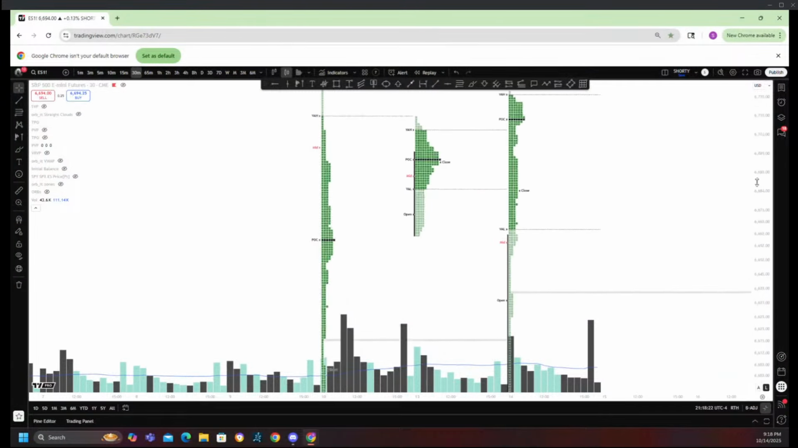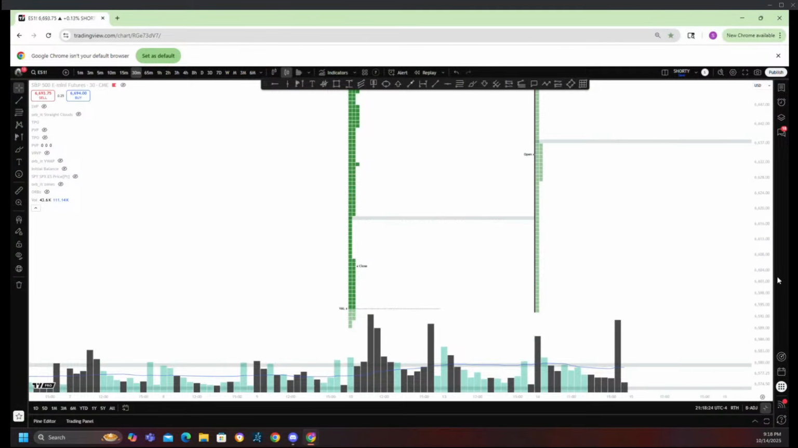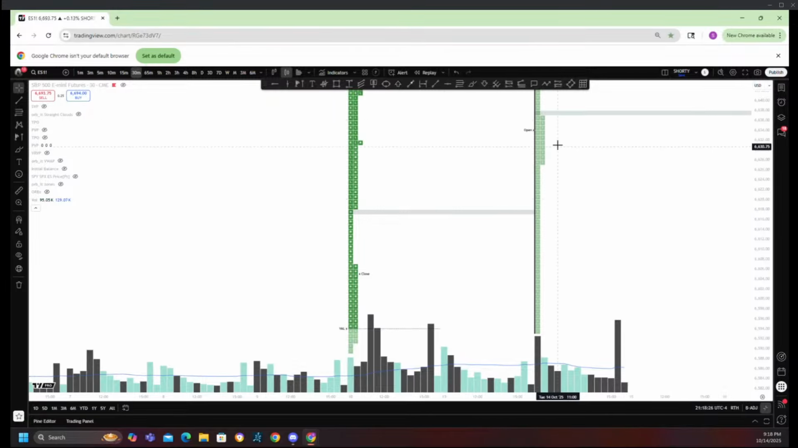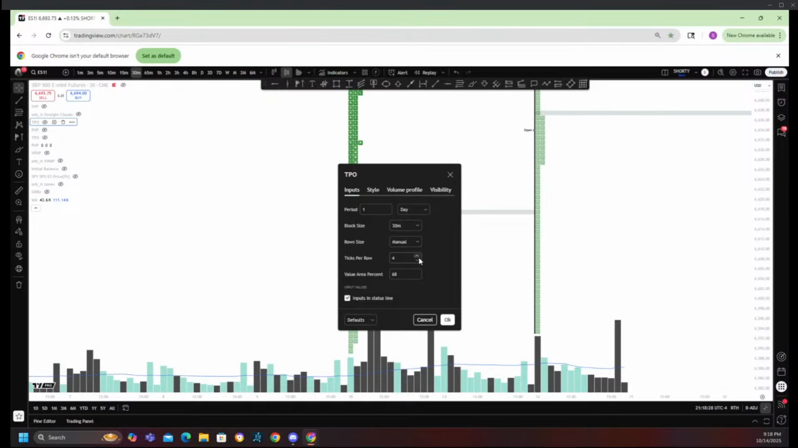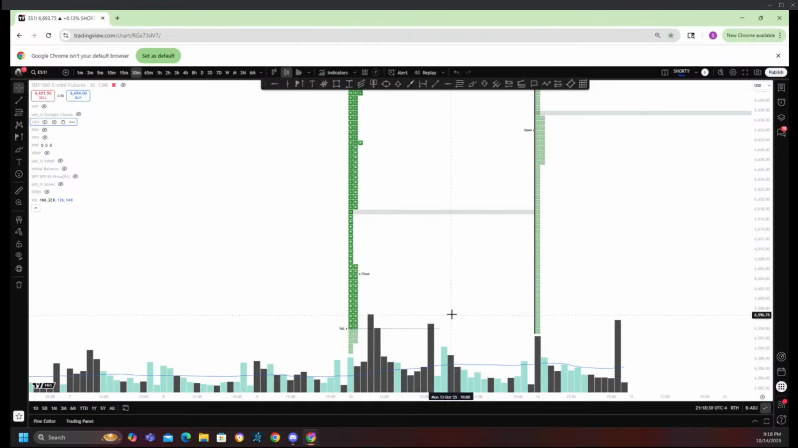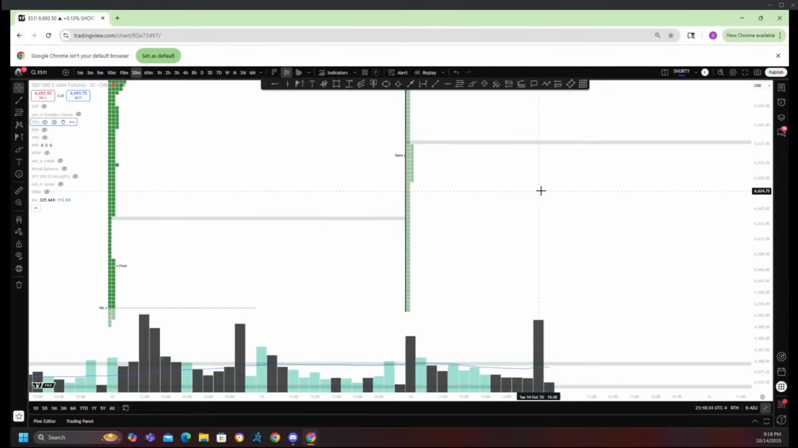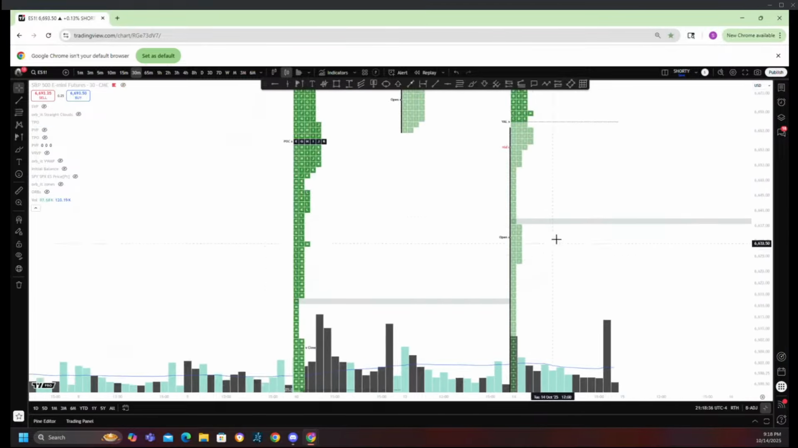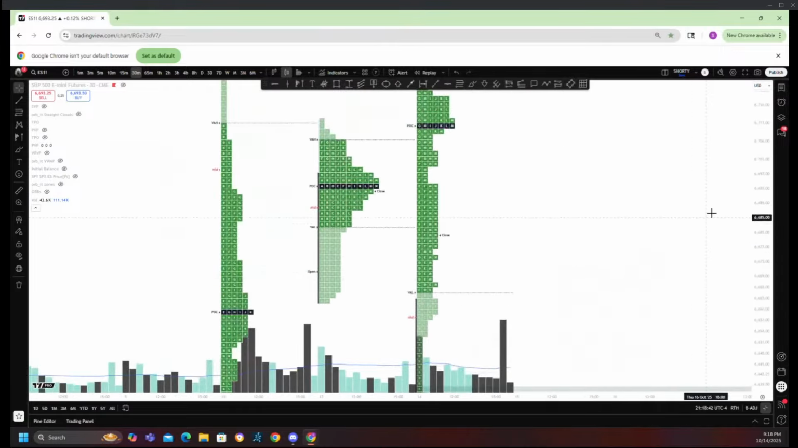All right, is there anything interesting in today's profile? Single print on A and B period. Okay, so we have a really nice excess on the bottom, right? We have a buying tail on the bottom that kind of goes all the way up to here, I would say, right? 52.25.